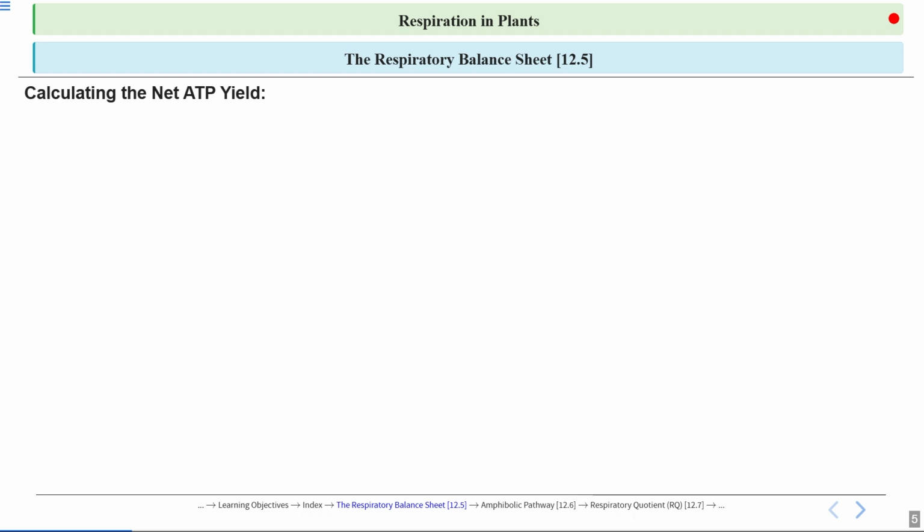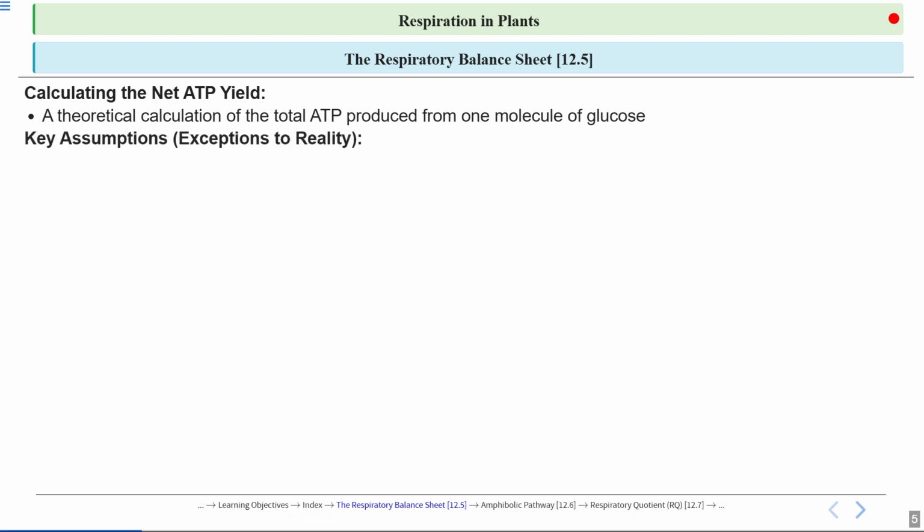So let's begin with the respiratory balance sheet. Let's see how plants produce energy through respiration by calculating the net ATP yield. Let's calculate the net ATP yield from one molecule of glucose, which is a theoretical calculation.